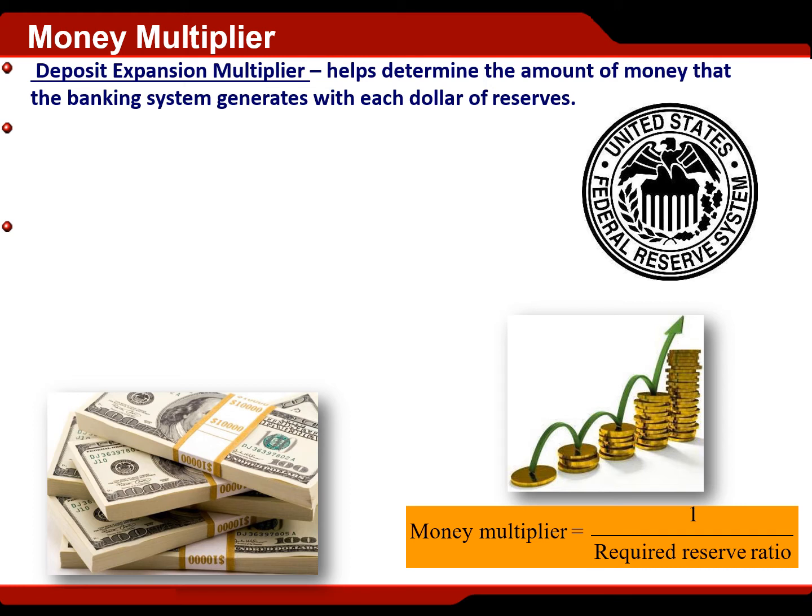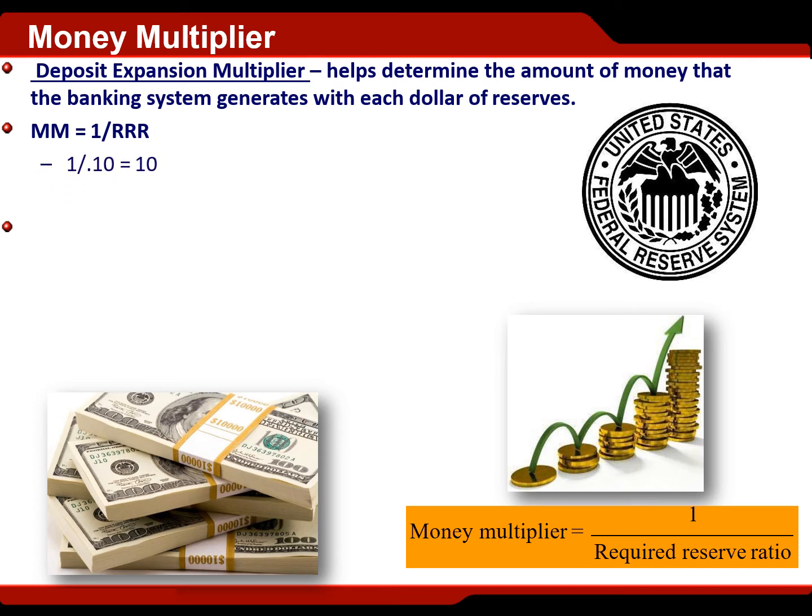Well, we can do a similar kind of multiplier with monetary policy, and we can figure out how a particular reserve requirement can impact money creation in the economy. In other words, what's the maximum amount of money that can go into circulation based off of an individual deposit according to the particular reserve requirement rate that's in effect. So the deposit expansion multiplier just helps determine the amount of money in the banking system that gets generated with each dollar of reserves. It's very simple. The money multiplier is equal to 1 divided by the reserve ratio.